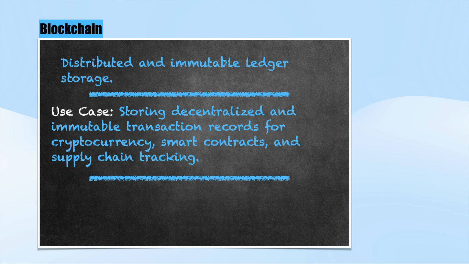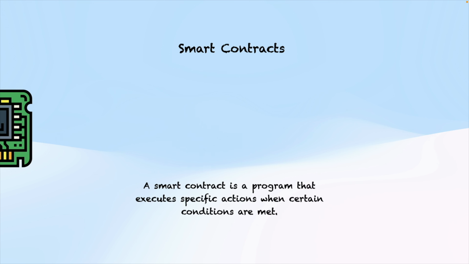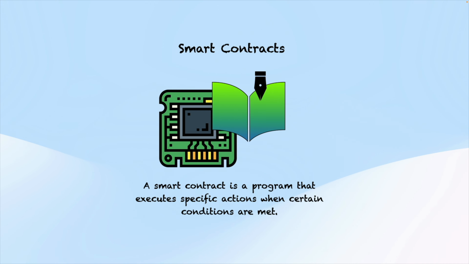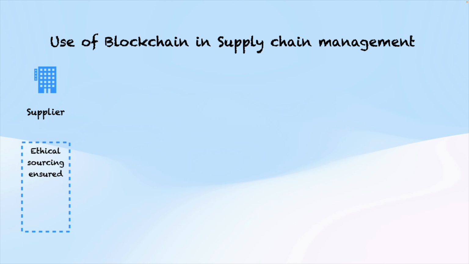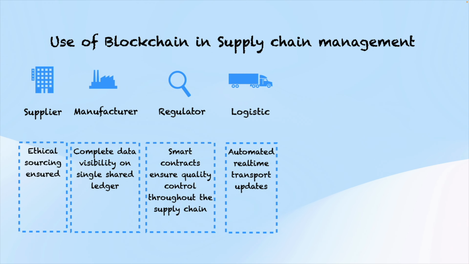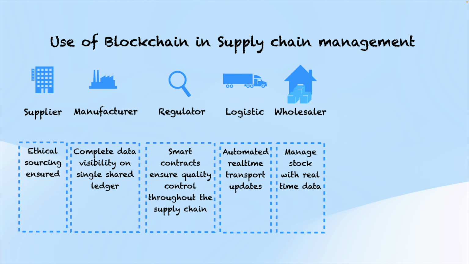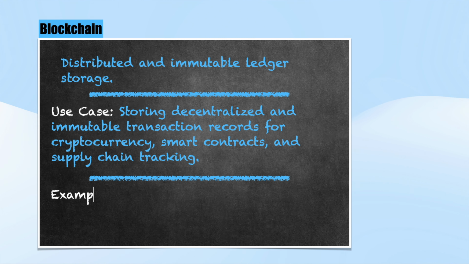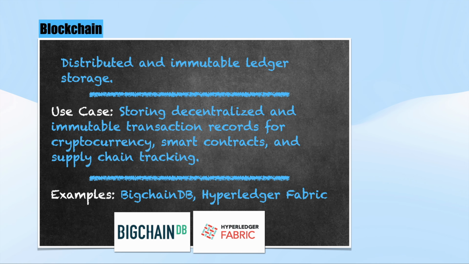But blockchain is not just for crypto. It's also used for smart contracts, for instance, which are self-executing contracts where the terms are directly written into code, and for supply chain tracking, where blockchain provides transparency and traceability for goods moving through the supply chain. Some well-known blockchain databases include BigchainDB and Hyperledger Fabric. These databases bring the power of blockchain to enterprise applications, allowing businesses to manage decentralized data and transactions securely.